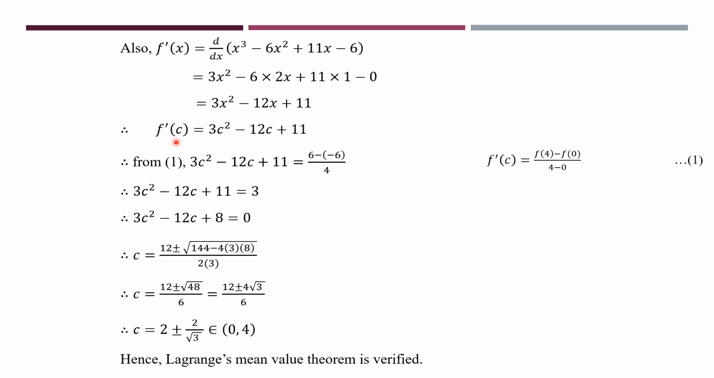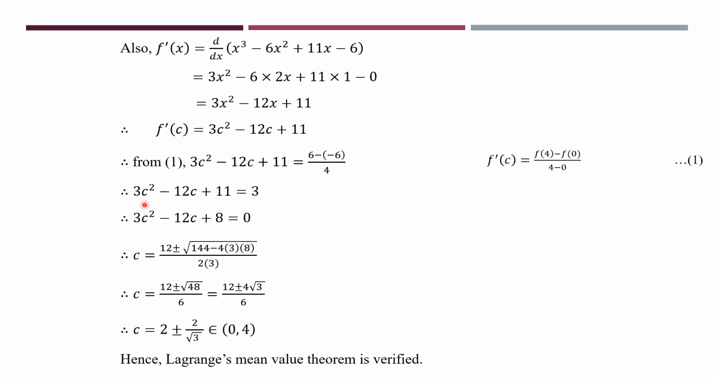From f dash of x, we find f dash of c, with x replaced by c: 3c square minus 12c plus 11. From equation 1, that is the formula, f dash of c equals 3c square minus 12c plus 11 equals f of 4 minus f of 0. Putting these values, 6 minus in bracket minus 6. Here 4 minus 0 is 4.